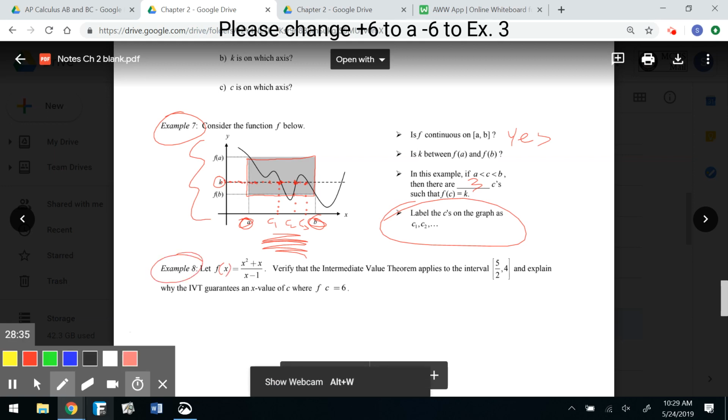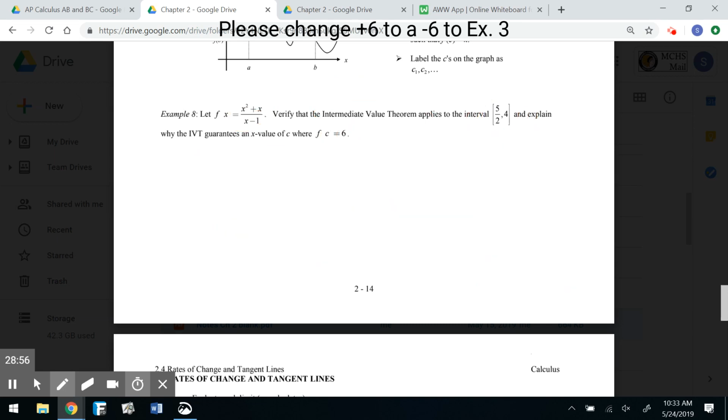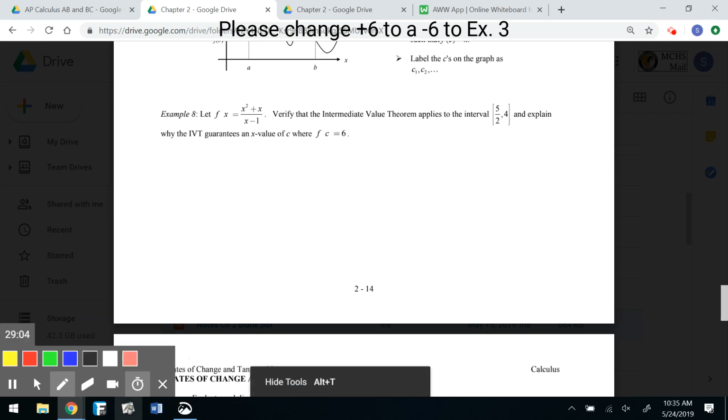Sometimes we might have to deal with it algebraically, and we're going to do that right now with example 8. Now, the AP makes us write a real fancy statement whenever we're dealing with anything surrounding any of these theorems. So here we go. What would I write on the AP?